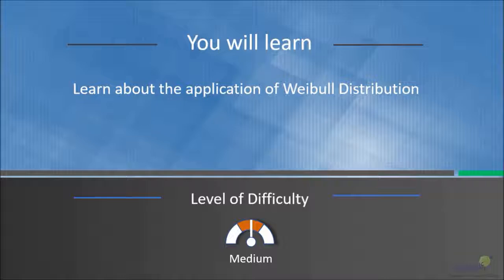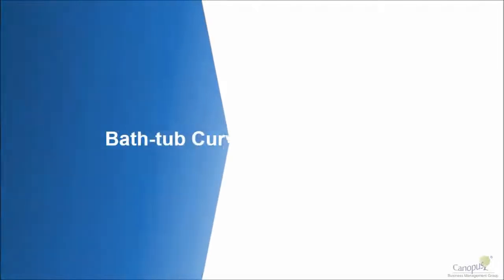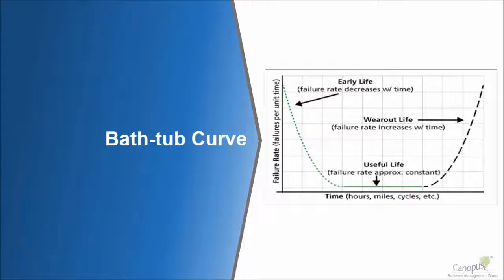In this lecture, we will learn about the application of Weibull distribution. If you are from engineering or manufacturing, you may already know what a bathtub curve is. A bathtub curve is a curve that represents the failure rate of the product over a period of its entire life. It's very commonly used to characterize and study the useful life of the product.